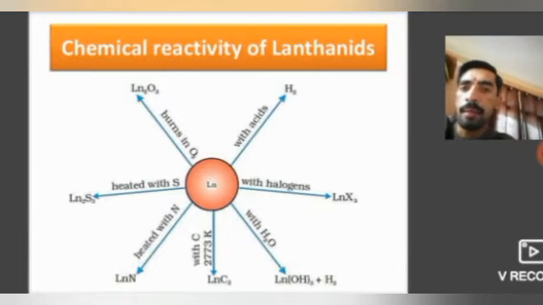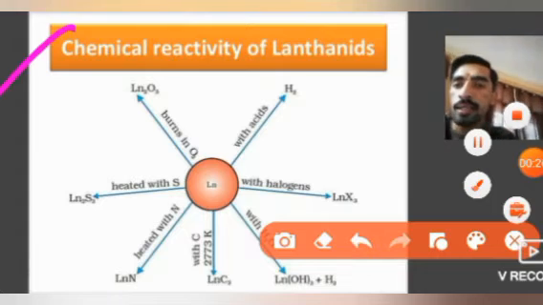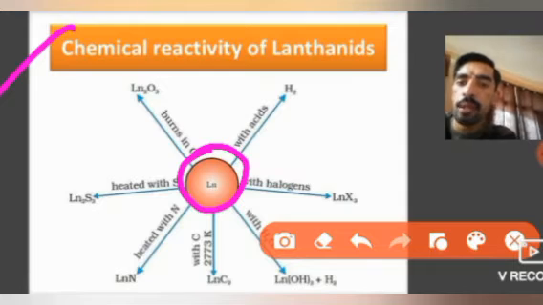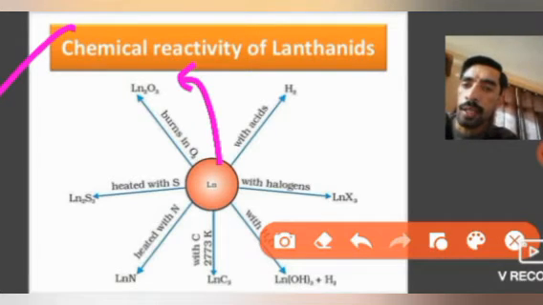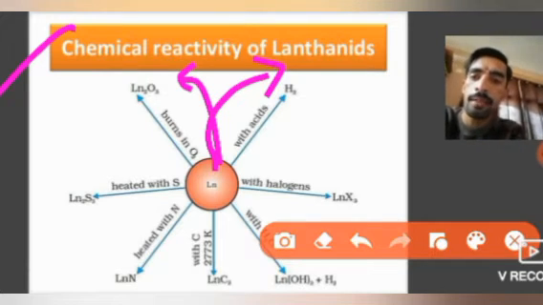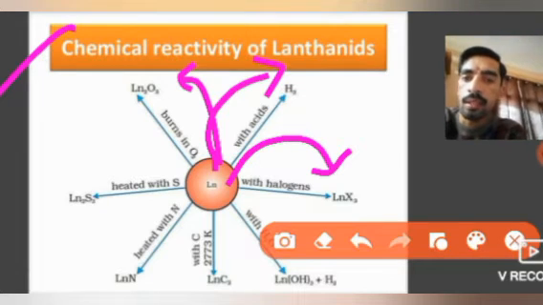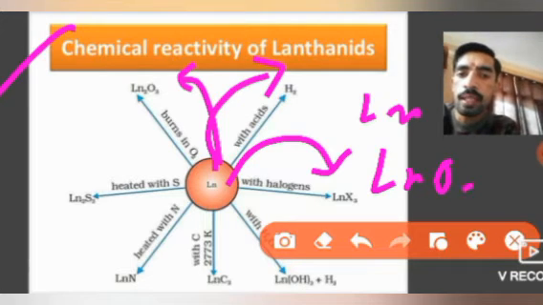Okay, next is the chemical reactivity of lanthanides. This question can be asked many times in the exam. When lanthanides burn in oxygen, they give lanthanide oxides. When they react with acid, they give H2 gas like other metals. When they react with halogens, they give halides with 3. I'm telling you the oxidation number is 3, so it will give 3 here, as the oxidation state is 3.